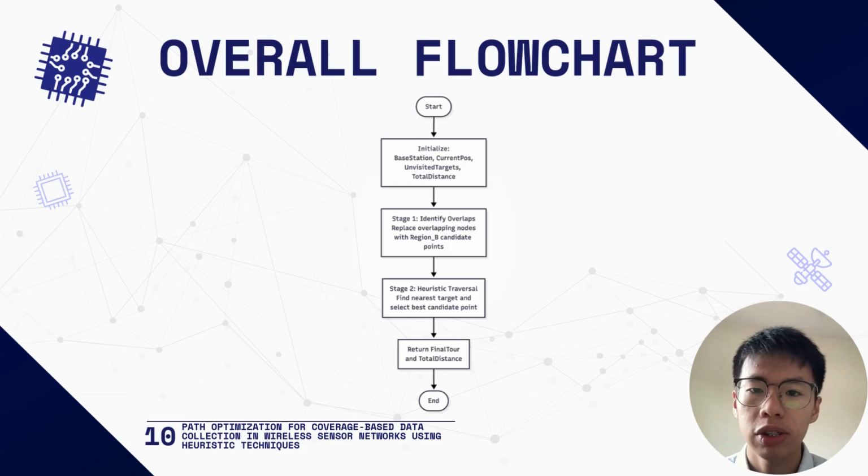The diagram shows the overall flowchart for the proposed two-stage approach for this study. First, initialize the simulation environment. Second, identify the overlaps and replace the overlapping nodes with candidate points. Third, use a heuristic method to find the nearest target and select the best candidate point for the mobile sink. Lastly, return the final tour and calculate the total distance.